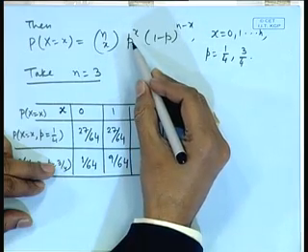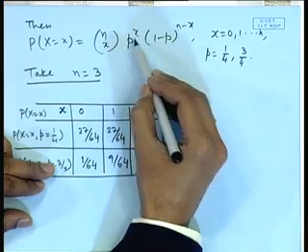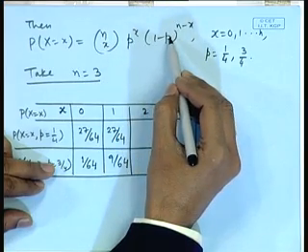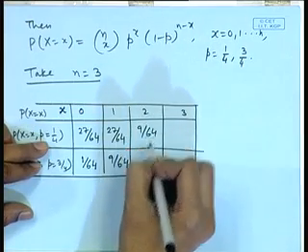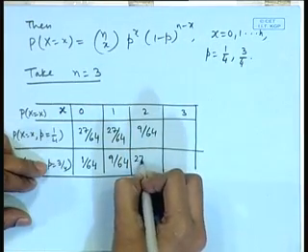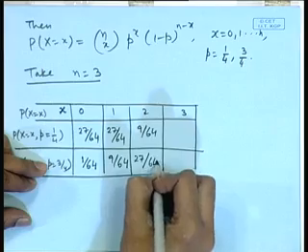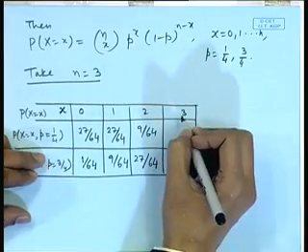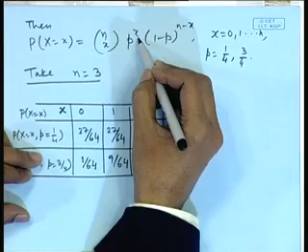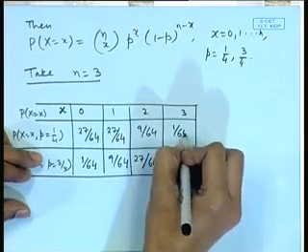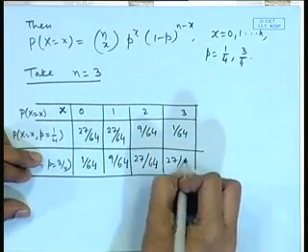When x equal to 2, you will get 3p square (1 minus p). So, for p equal to 1 by 4, this becomes 9 by 64, and for p equal to 3 by 4, this becomes 27 by 64. For x equal to 3, this probability simply becomes p cube. So, it is 1 by 64 and 27 by 64.